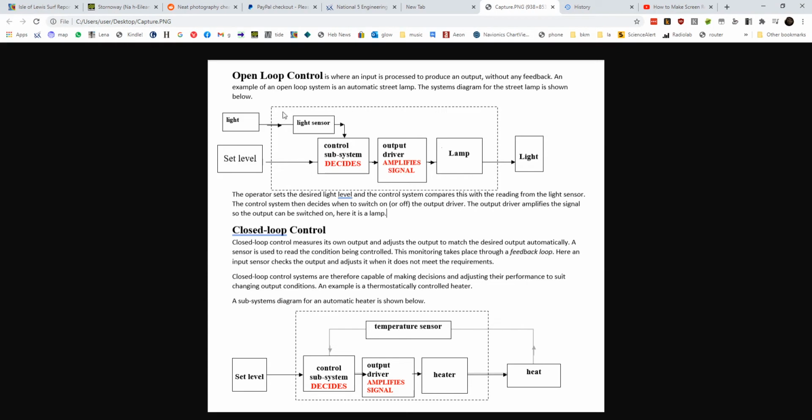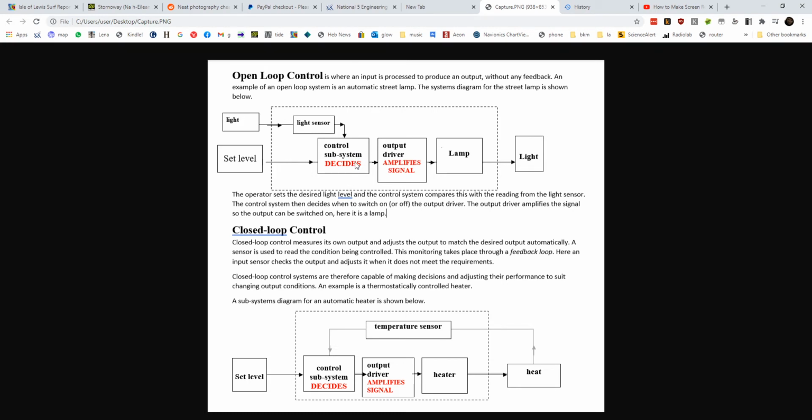So if we look at this one, it's measuring the light level in the sky from a light sensor. So the control system knows how dark it is or how light it is. A level is set. That's the level of darkness that you want the thing to switch on at. So the control system knows the level you want to switch it at, and it knows how dark it is. It'll then decide if it needs to switch on the output driver.